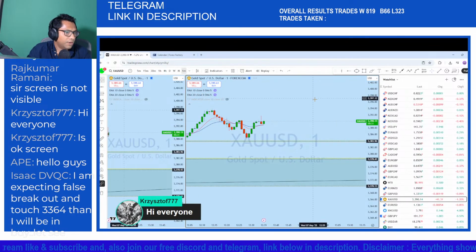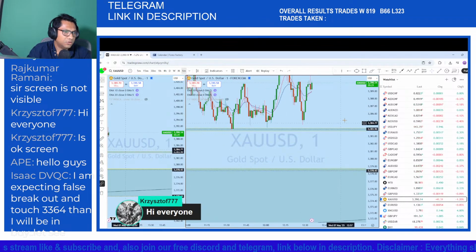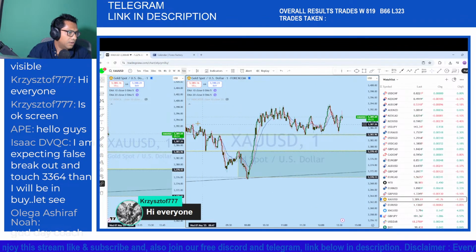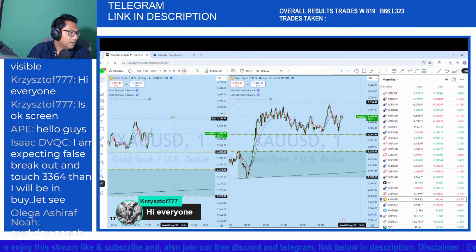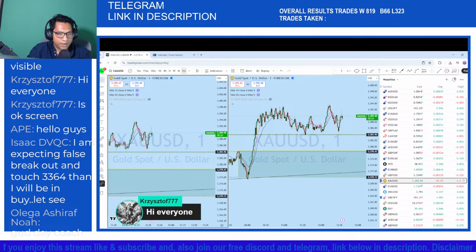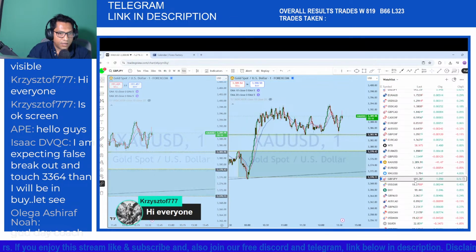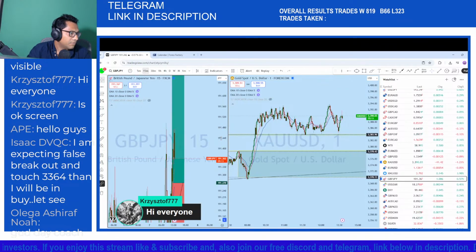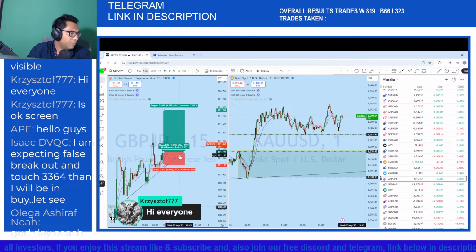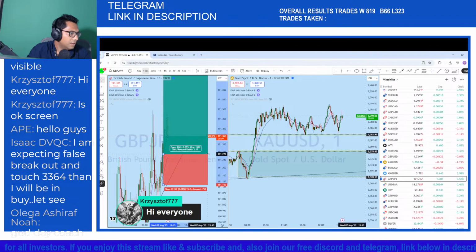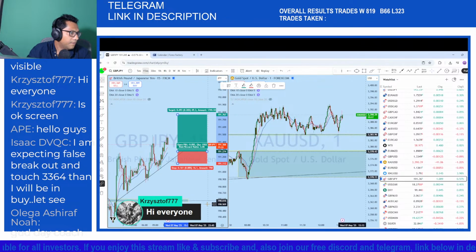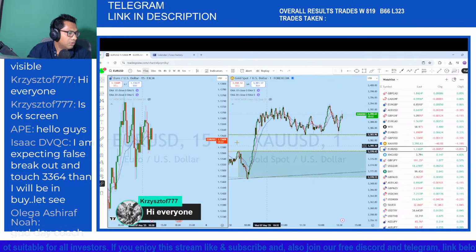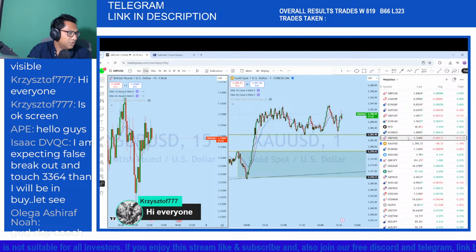Looking at the 1 minute, leaving it at the 1 minute chart to see the market show its hand. Now looking at GBP JPY, we had a trade early. It's now potentially coming for another pullback. We can look at euro dollar in a sideways, British pound US dollar also sideways.